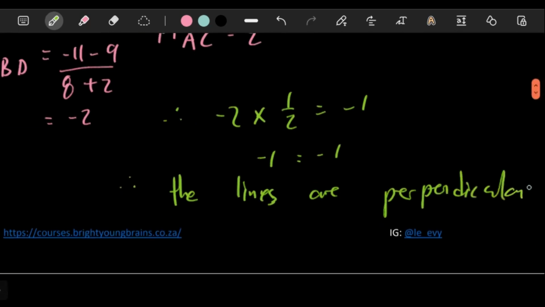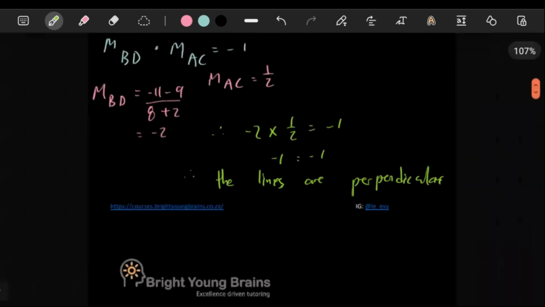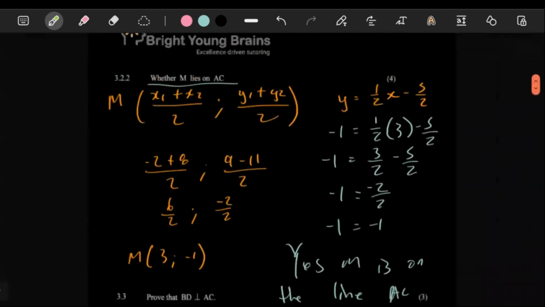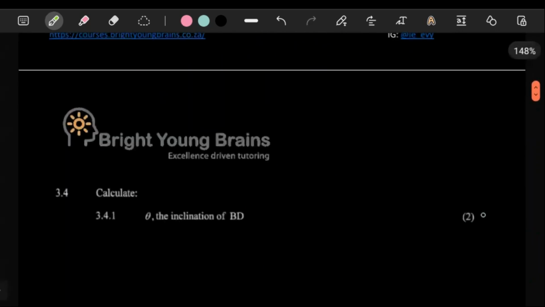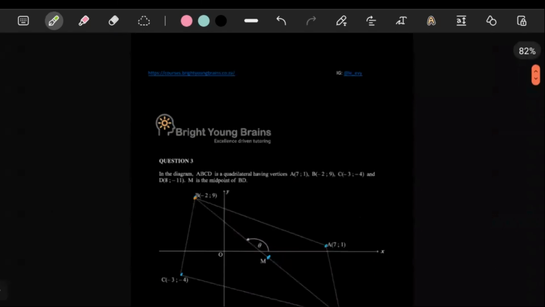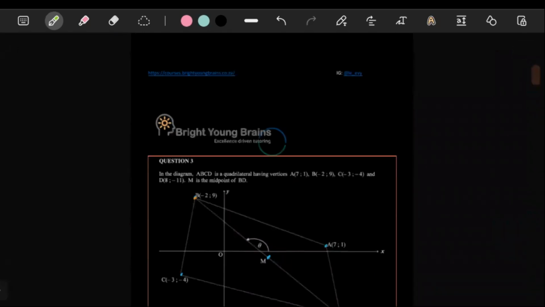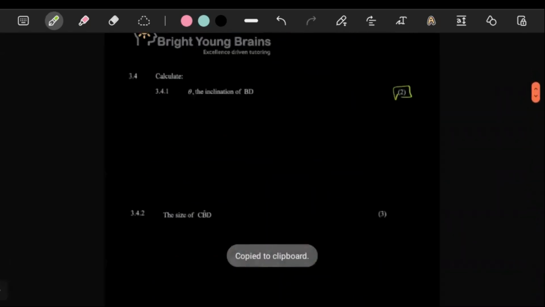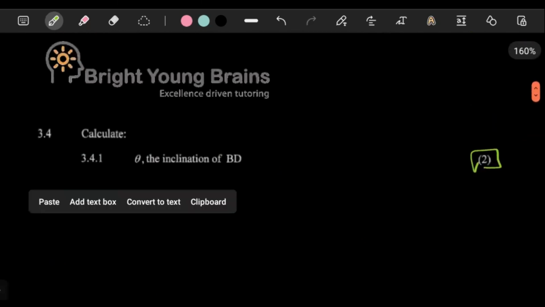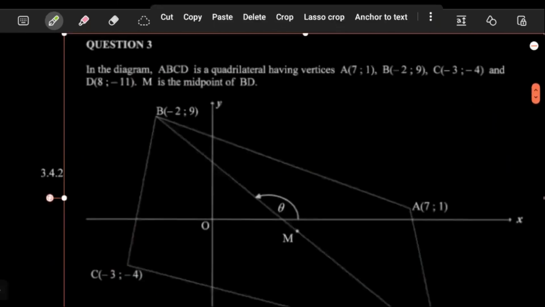For these standard tests, your basic theory is what they're assessing. Look at these questions, they're quite straightforward. For 2 marks, they're asking for the angle of inclination of BD. So I might as well copy this image and bring it down here. It's a 2-mark question.